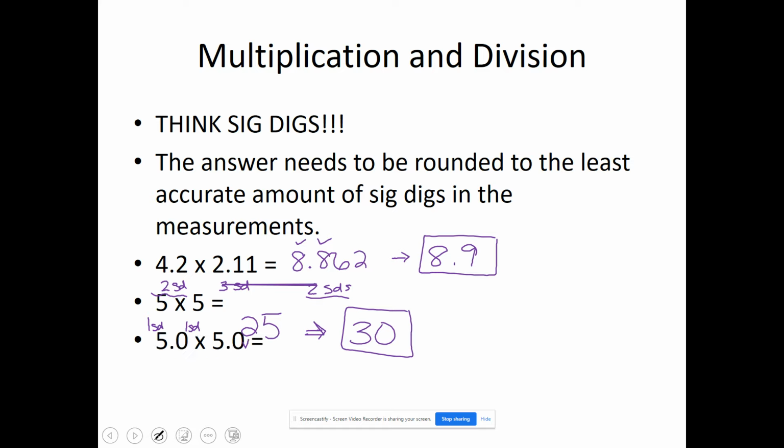Dividing works the same way. Oh, here. If you wanted 5 times 5 to be 25, you could put 5.0 times 5.0, because then you get 2 sig digs and 2 sig digs. So 5 times 5 would be 25, and that would be 2 sig digs. So there's your way to get 5 times 5 to be 25: put 5.0 times 5.0. Then each one would have 2 sig digs.